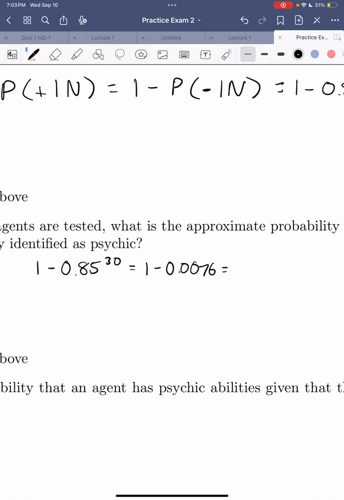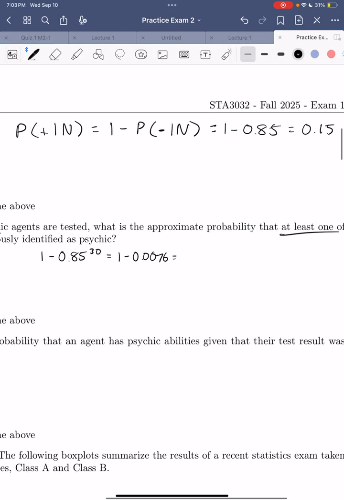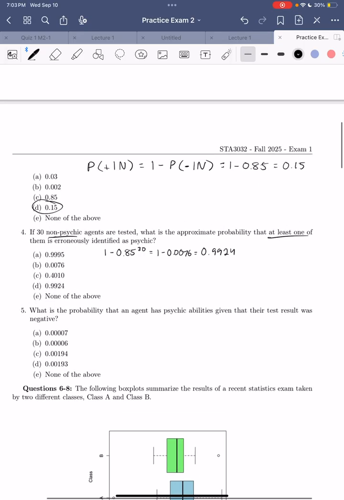So that equals 1 minus 0.0076, which is equal to 0.9924. And that is our answer over here. And so that's the probability: 0.0076 is the probability that all of them test negative, and 0.9924 is the probability that at least one tests positive.